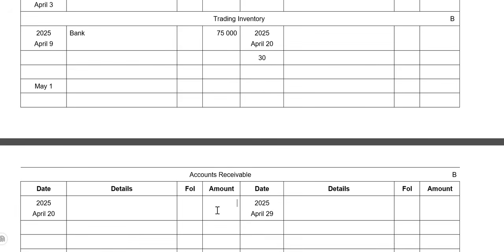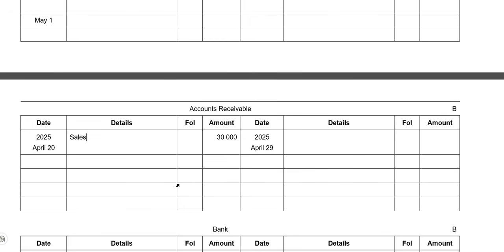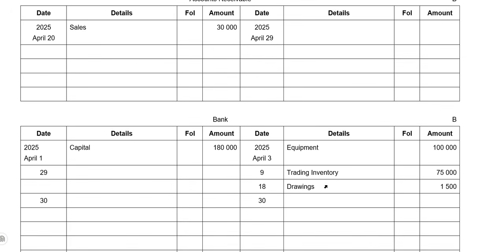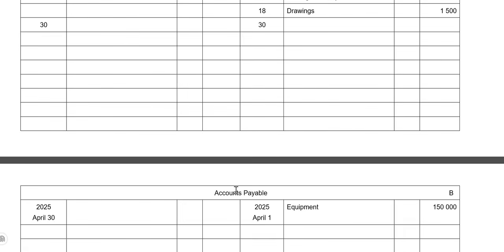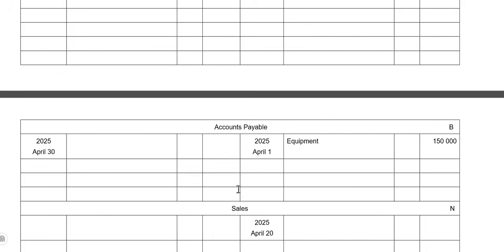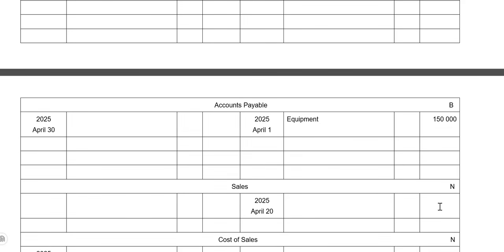There it is. The amount was 30,000. The contra account to accounts receivable is sales. Debit accounts receivable, we now need to go and credit sales with 30,000. That would have been recorded in the sales journal. But remember, we're going straight from the transactions to the ledger accounts.